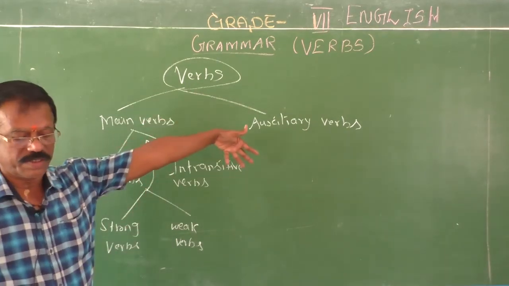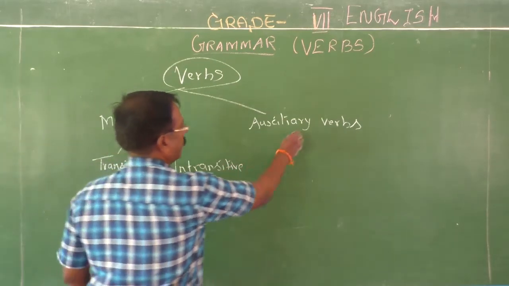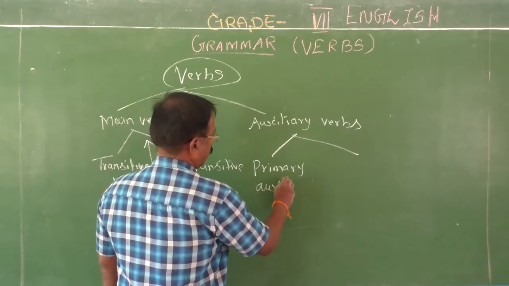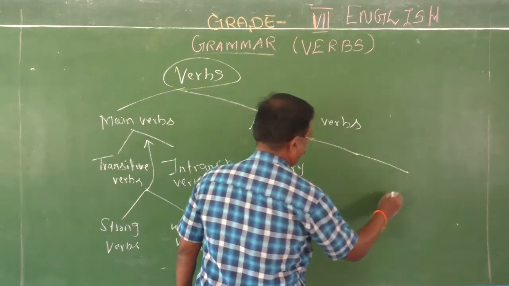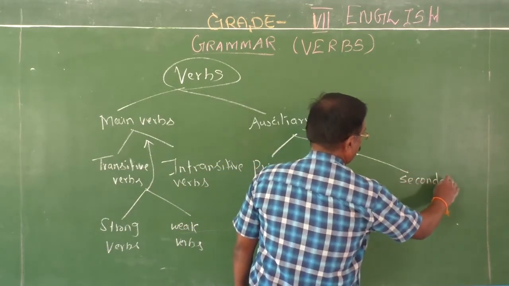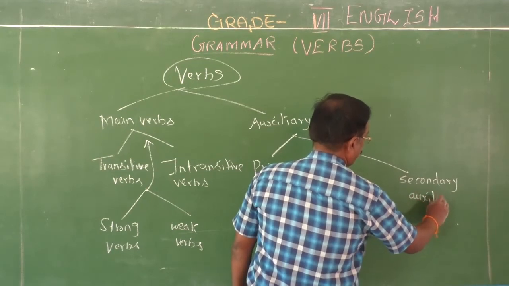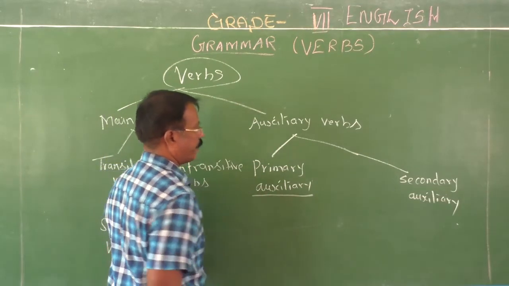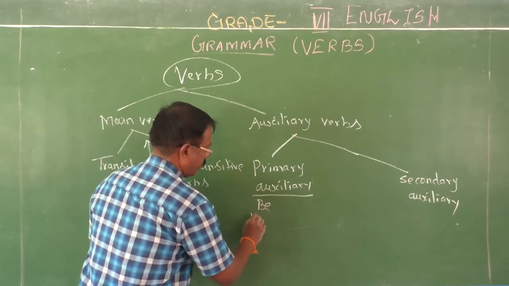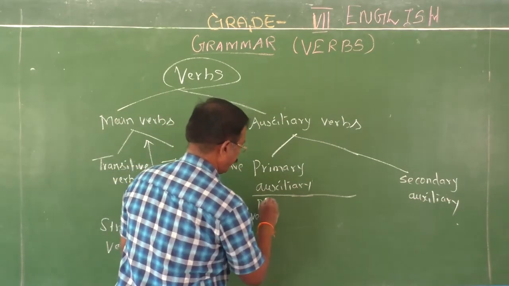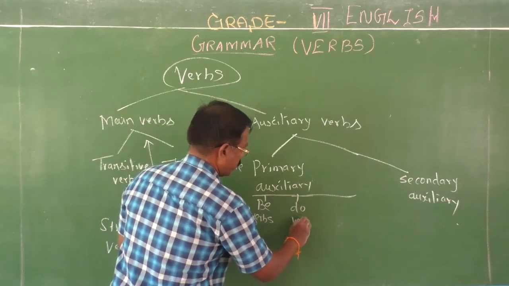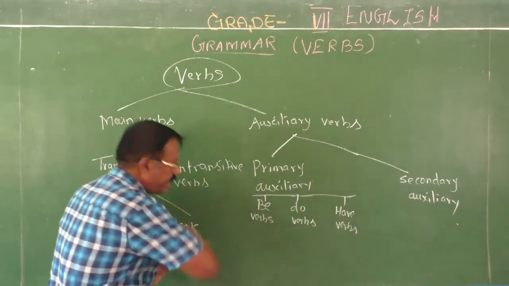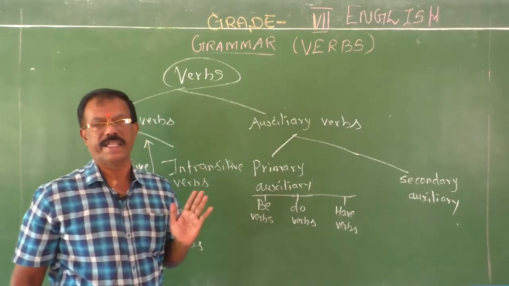Then what about the auxiliary verbs? These auxiliaries are further classified into two types: primary auxiliary and secondary auxiliary. Okay, children. So, what are those primary auxiliary verbs? They are be verbs, do verbs, and have verbs. All these verbs together are called primary auxiliaries.